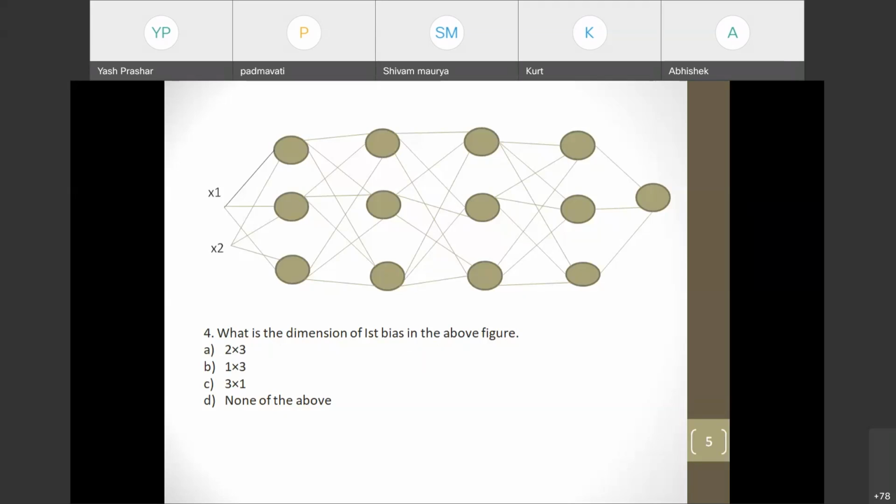From 3 cross 1. Okay, so it should be 3 cross 1. Correct. Now I have not represented the bias, but you all know that even if we don't represent it, the dimension of the first bias is this. Okay, for the first bias, it should be 3 cross 1.